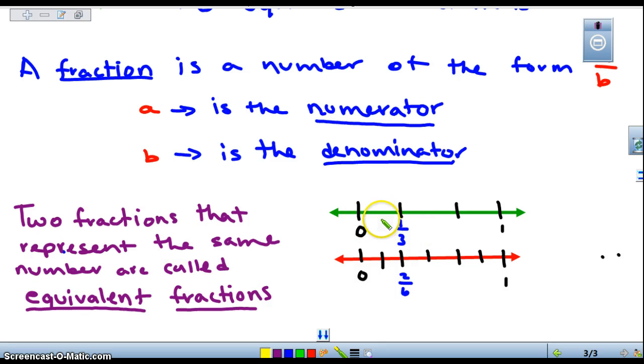If we look at the number lines showing the graph of the two fractions 1/3 and 2/6, notice that 1/3 and 2/6 are the same on both number lines. Do you see how 1/3 would be the same as 2/6? 1/3 and 2/6 are equivalent fractions.